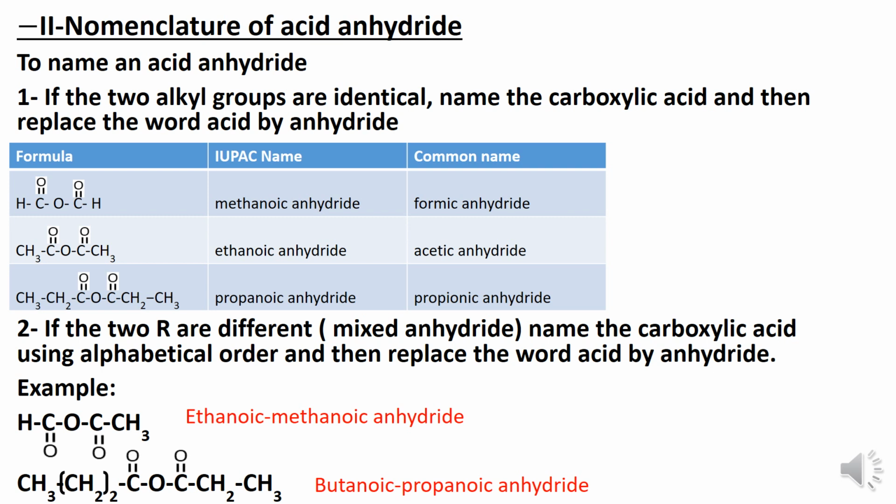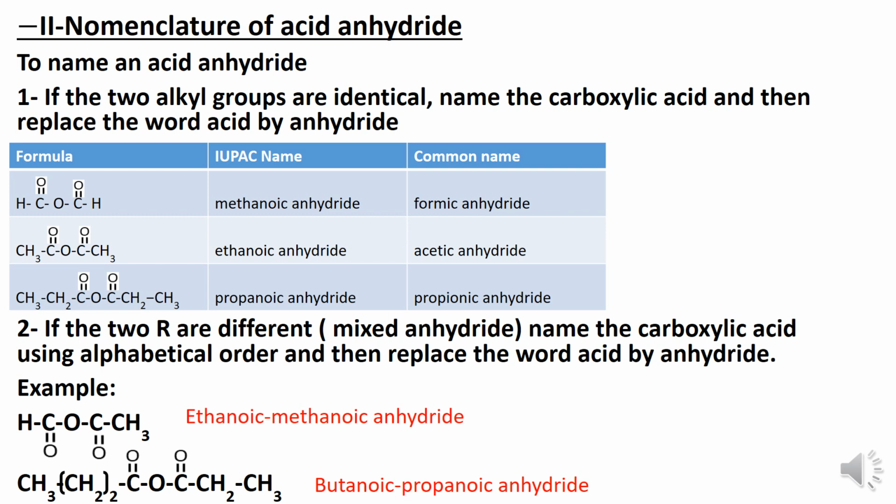Its common name is acetic anhydride. Now the third example is the formula where you have three carbon atoms on the right side, and three carbon atoms on the left side. So in this case you have two identical R, and the name is propanoic anhydride. The common name is propionic anhydride.